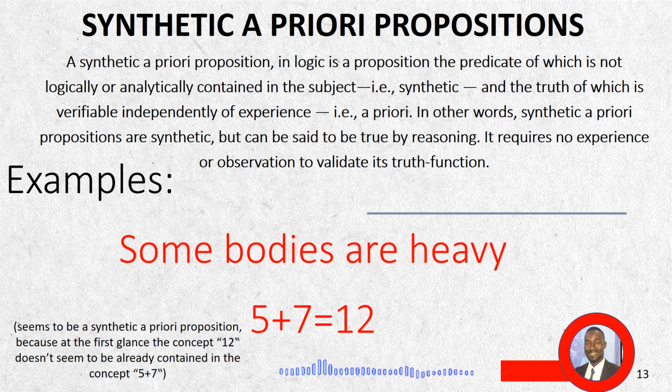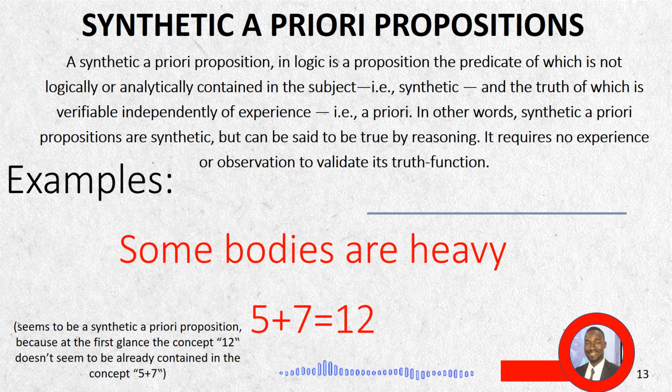A synthetic a priori proposition is a proposition that is a little bit complicated. Complicated because they are a combination of two types of propositions. We already know what a synthetic proposition is. A priori propositions, on the other hand, are like the analytic proposition, but they are known basically by reasoning, not by definition per se, but they are by reasoning known to be true.